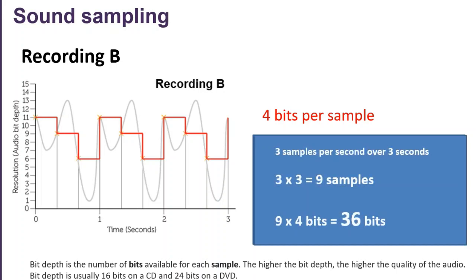So 3 samples per second over 3 seconds, that's 9 samples altogether. So if we calculate all them, 9 samples. So 9 times the 4 bits is 36 bits.